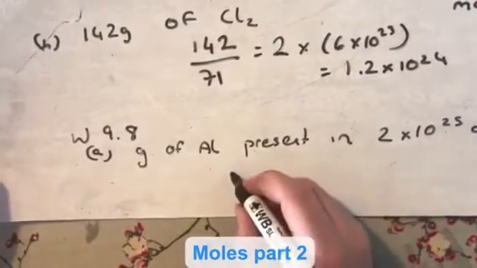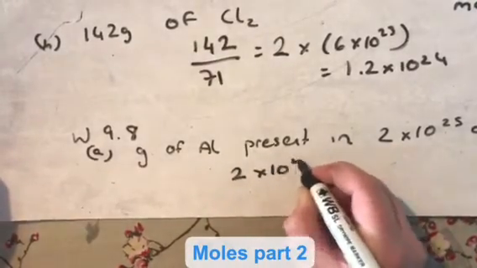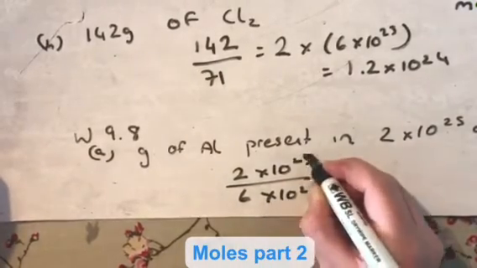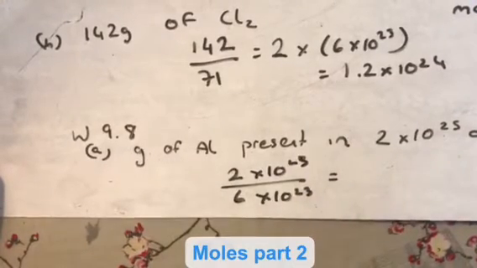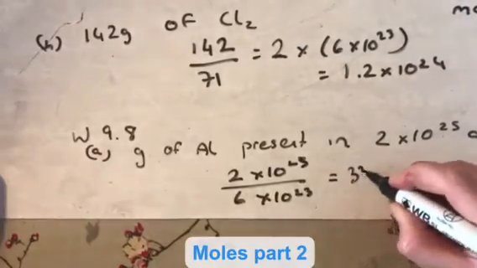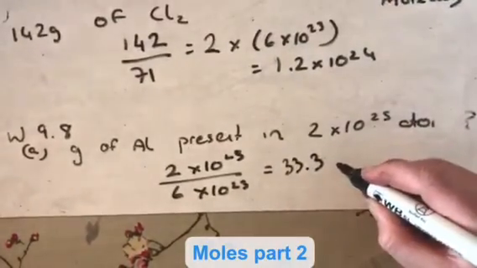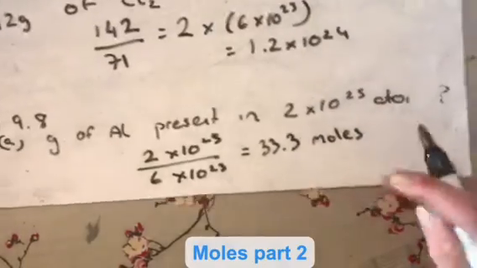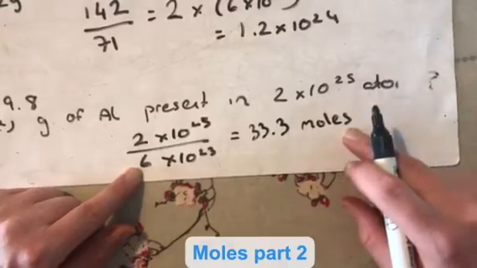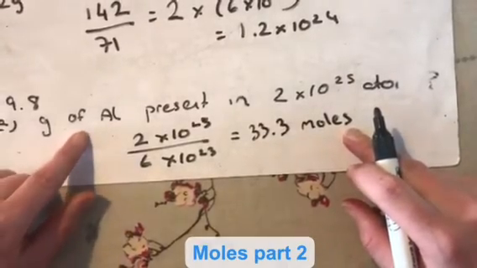So you're going to divide 2 by 10 to the 25 by your Avogadro's number, 6 by 10 to the 23. So 2 exp 25 divided by 6 exp 23 works out to be 33.3 moles. So we've now worked out, instead of having atoms, how many moles we have, and then they're looking for grams of aluminium.